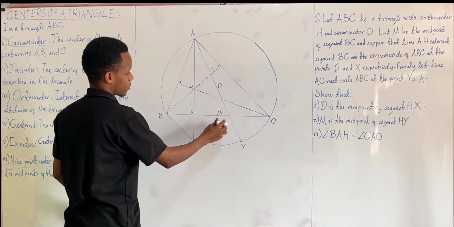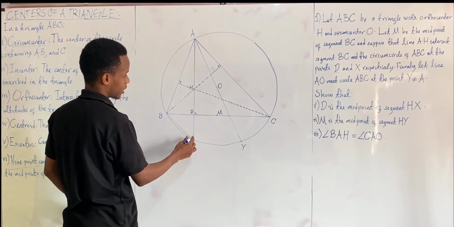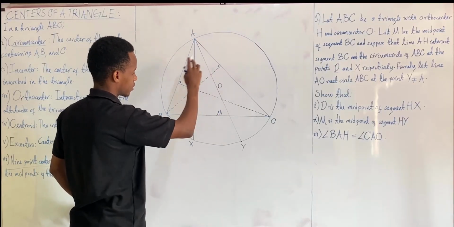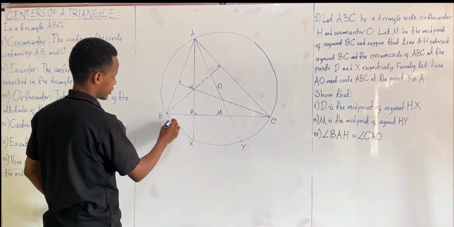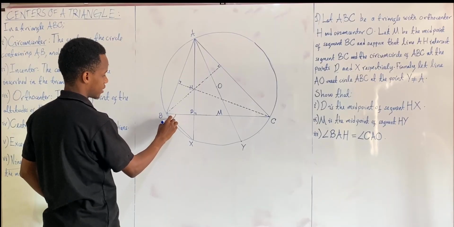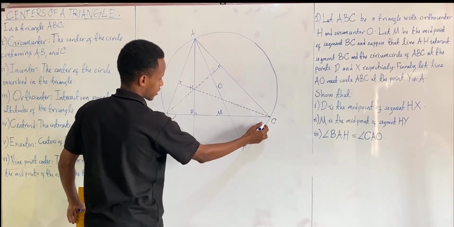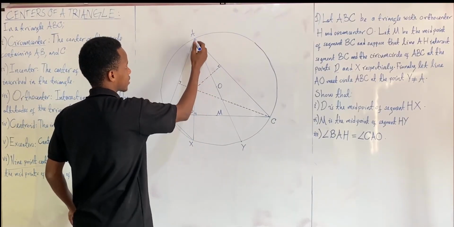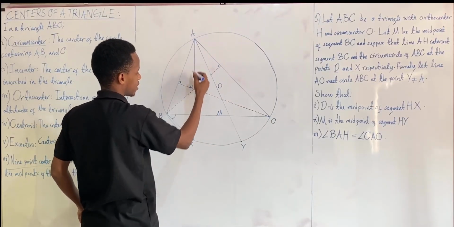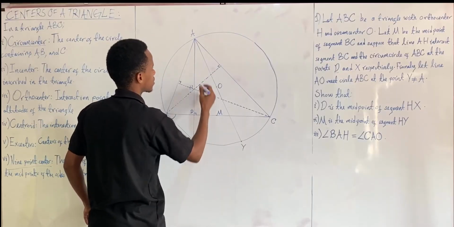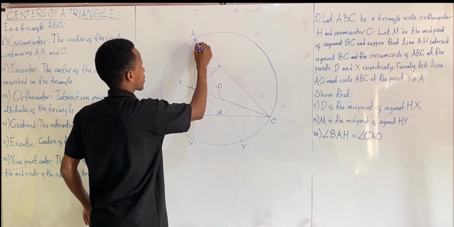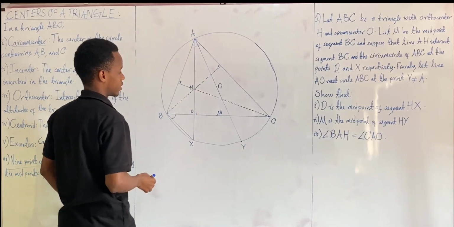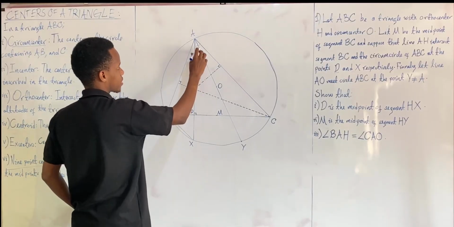So because this point lies on the circumcircle of the triangle ABC, then it's not hard to see that this angle here, subtended by this arc CX, will also be the same as the angle at the point A, subtended by the same arc CX. So that angle will be the same as that angle over there, right? So this angle is the same as this angle.